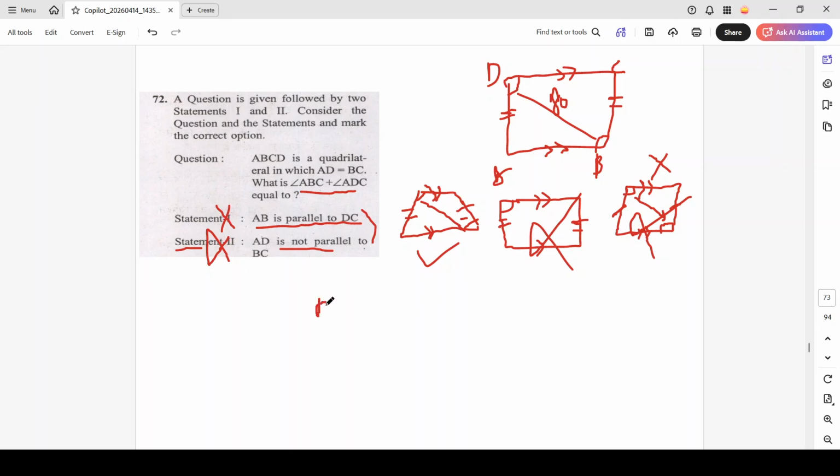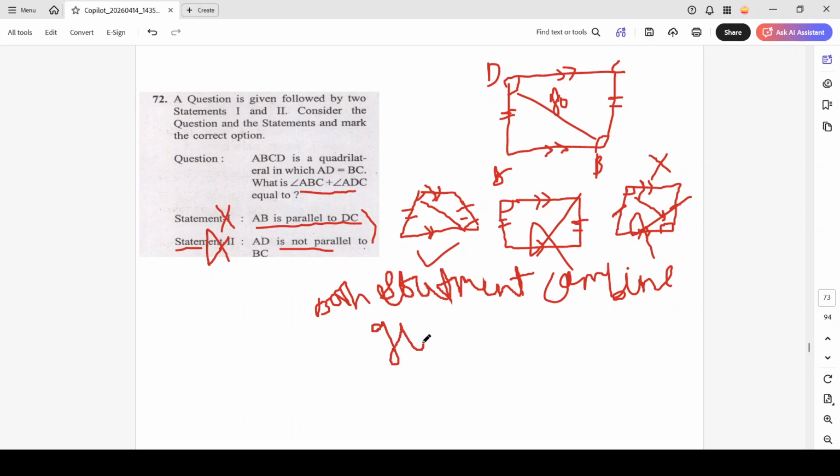So both statements combined give the answer. Okay, combine, give answer.